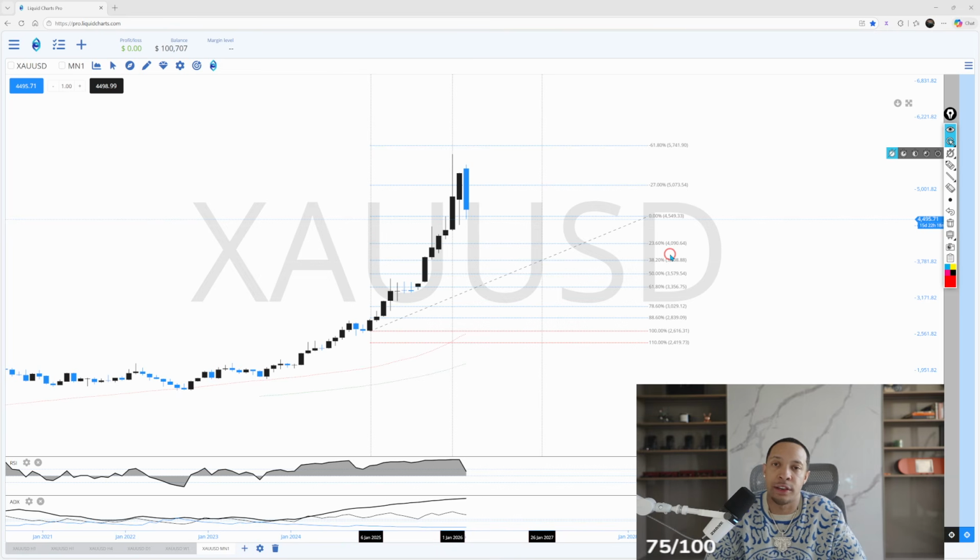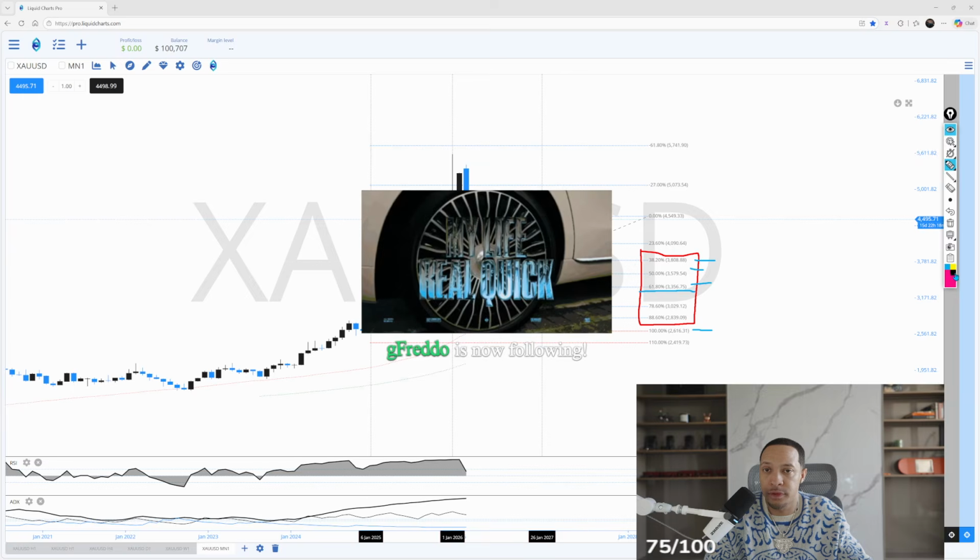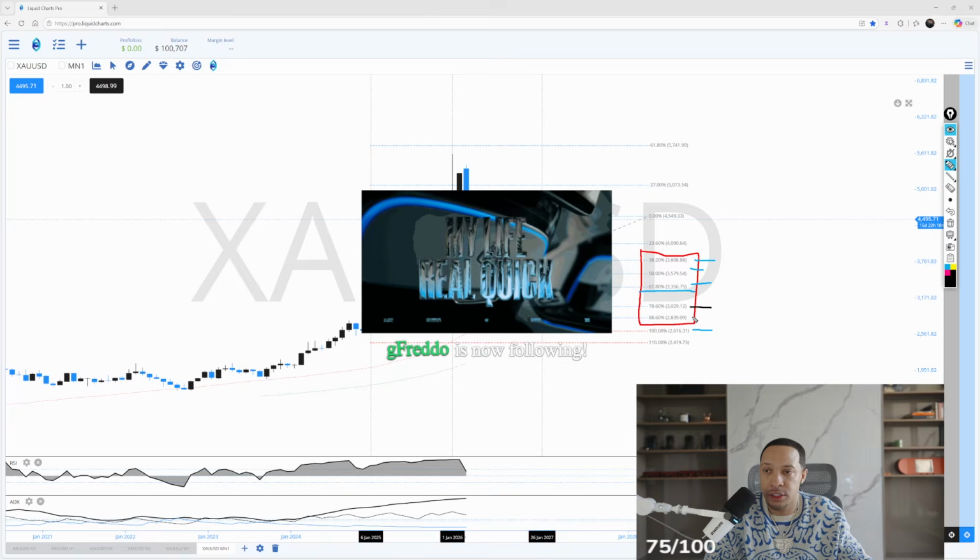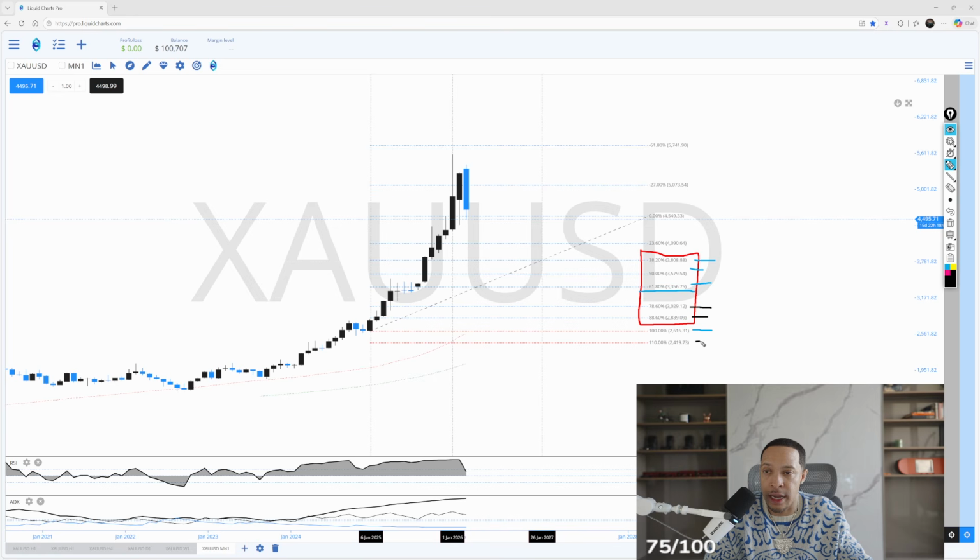I'm gonna stress this off the top: risk management. You're going to find how to do that inside of the fibs in these areas. I'm going to divide these up. You're simply going to be using these three entry points here with this stop loss here, or these two here with this stop loss here.